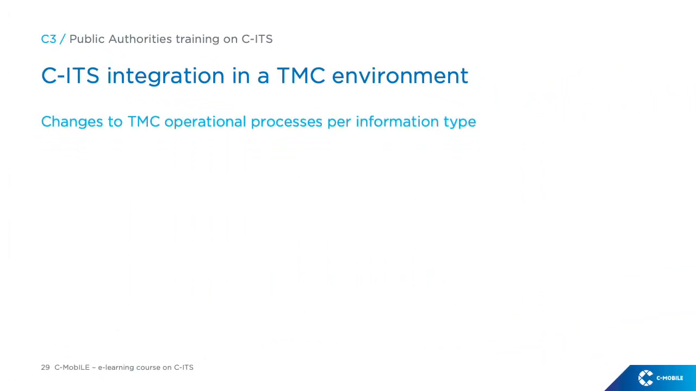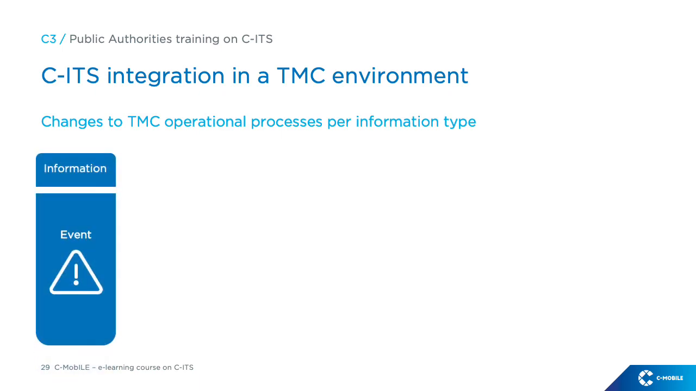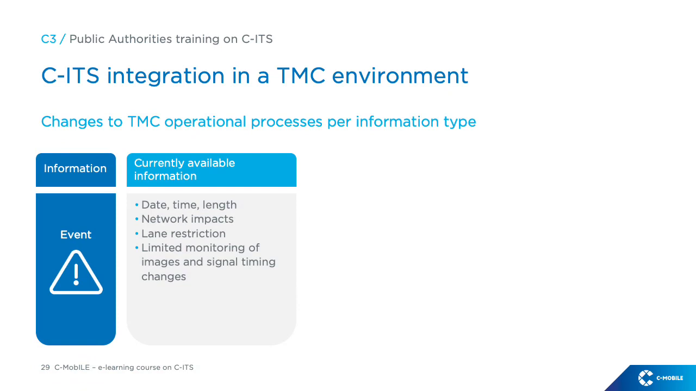Events information that is currently available to traffic management centres includes date, time and length of the event, its impact on the local network, information about lane restrictions, such as closure, deviation, or traffic inversion, and limited monitoring of images and signal timing changes during such events.